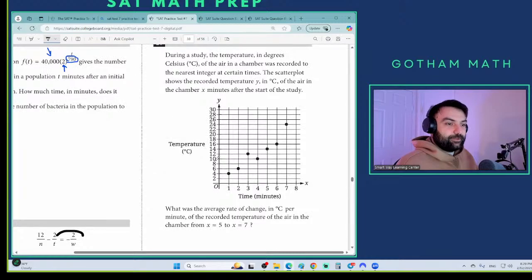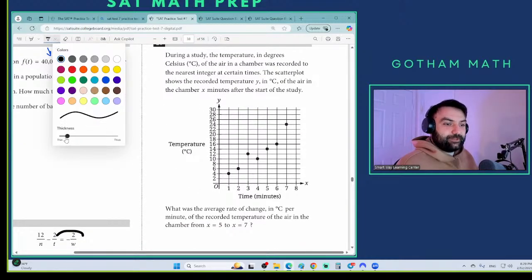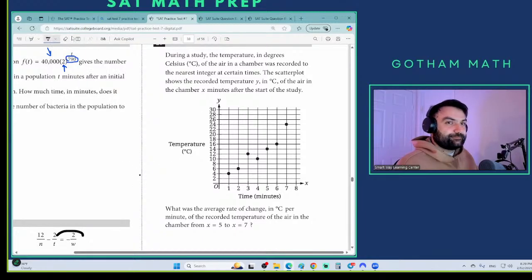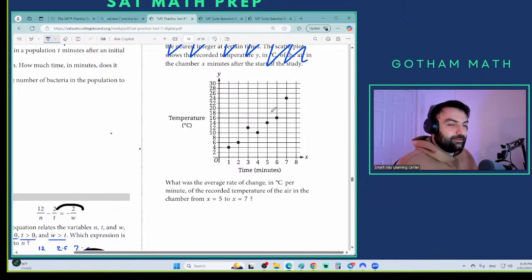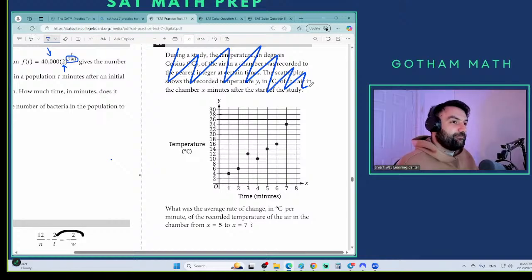What are we dealing with here? Some sort of a dot plot, line of best fit, something like this. During the study, temperature in degrees Celsius in the air in the chamber was recorded at the nearest degree at a certain time. The scatter plot was recorded. Do we really need to read this? Literally, never. Every time, I reassure myself that I could have not read that. I didn't have to. You know what I mean?